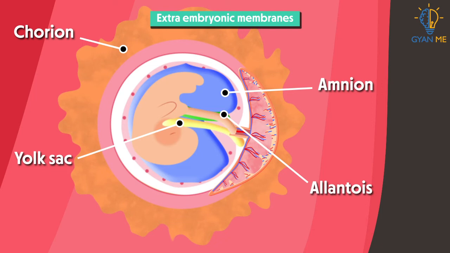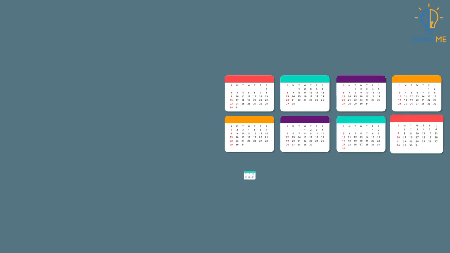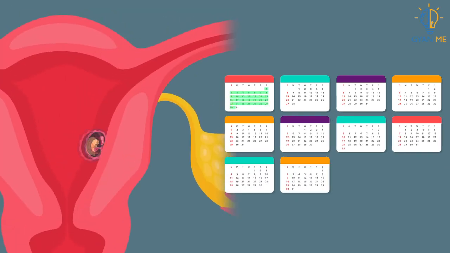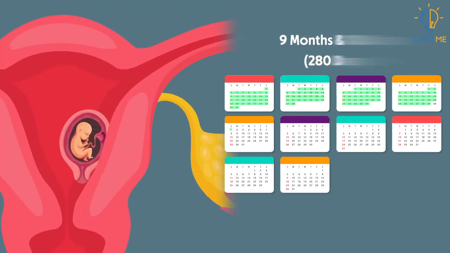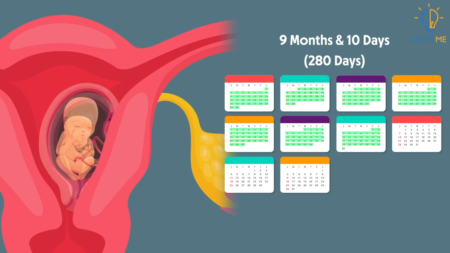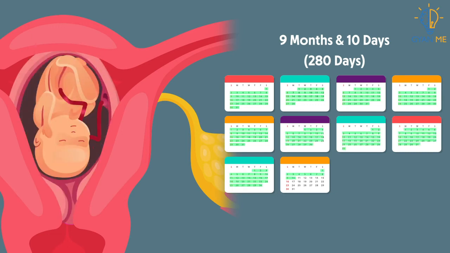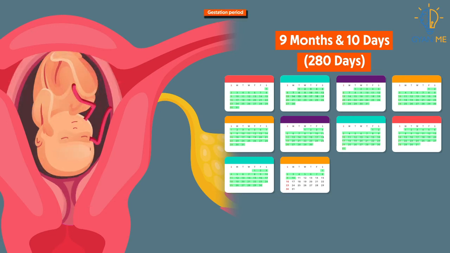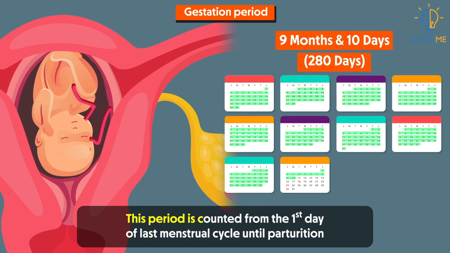The embryonic development inside the mother's body takes approximately 280 days or 9 months and 10 days for humans. This time period of embryo development in the uterus is called the gestation period. Now this period is not the same for all organisms. But this period is counted from the first day of the last menstrual cycle until the parturition.